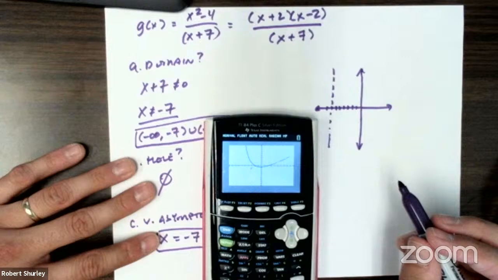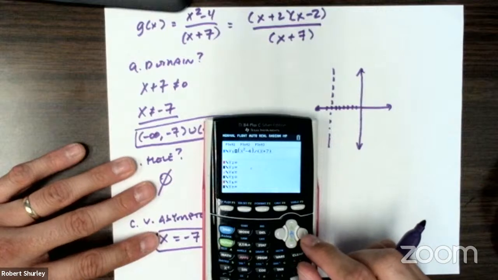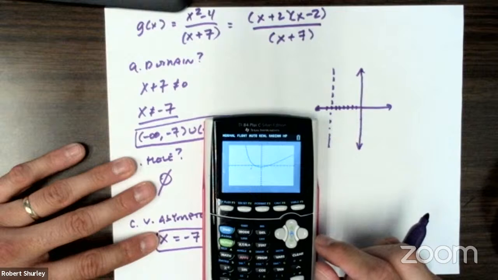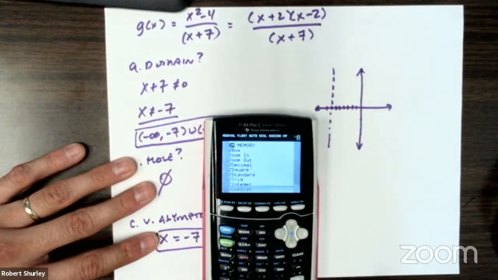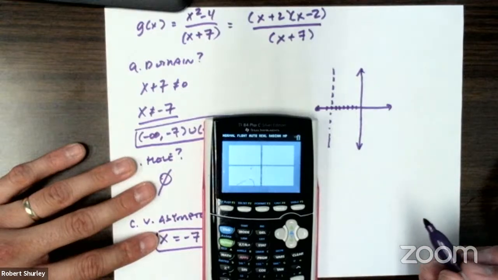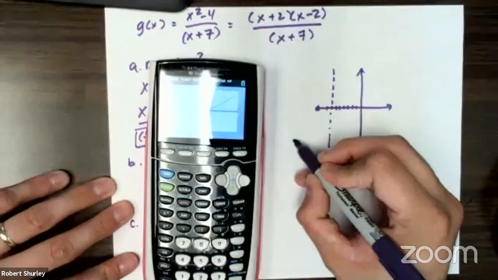Oh, that is not what this looks like. Hold on. x squared minus 4, x plus 7. What is going on? Maybe zoom out of this one. Zoom out. Oh, that's kind of crazy. Cool. Okay, so we've got something that goes like this now.